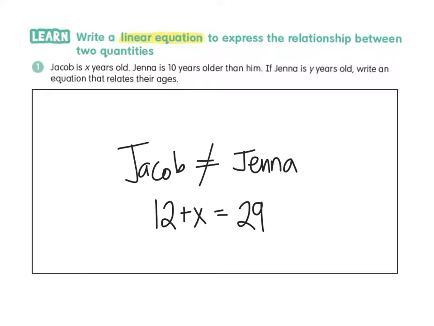So we're going to try to figure out what kind of an equation we can write to relate these two people's ages together. To do that, we're going to use a bar model. In our bar model, we're going to start with Jacob. Jacob is going to be X years old. So first we're going to draw a bar for Jacob and we're going to label it with an X.